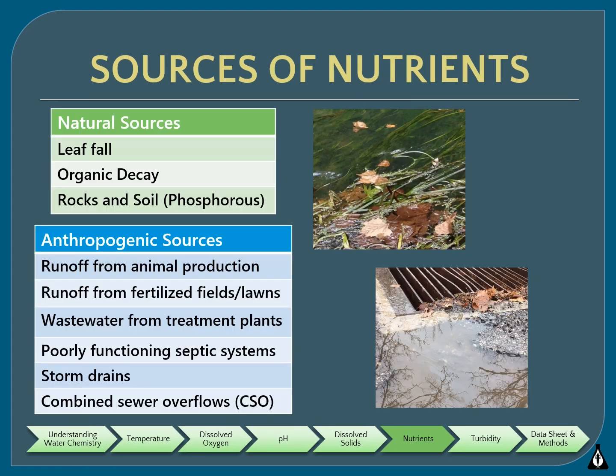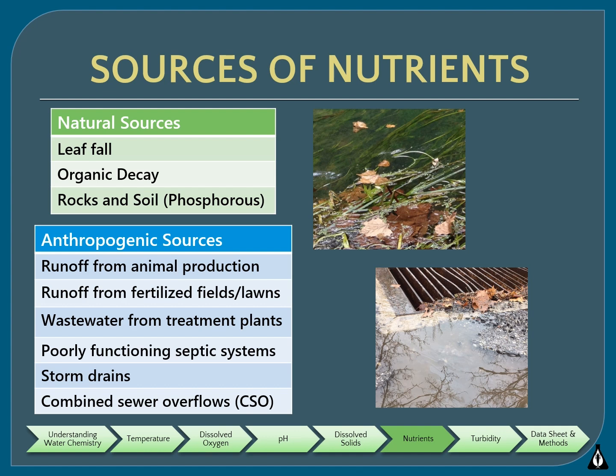Nutrients can come from natural sources as well as sources from humans. Natural sources are things like leaves falling into the stream, organic decay, and different rocks and soil that have phosphorus inside them. And then human sources can be runoff from animal production or fertilized fields and lawns. They can also come from storm drains, poorly functioning septic systems, wastewater treatment plants, or combined sewer overflows, or CSOs.